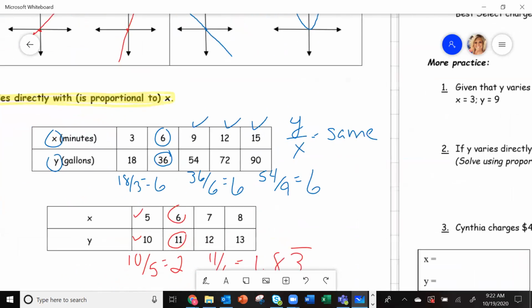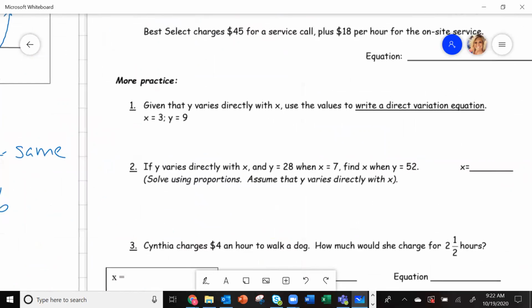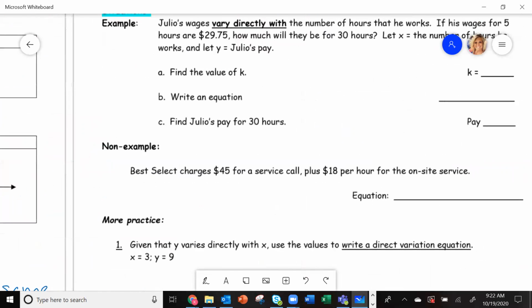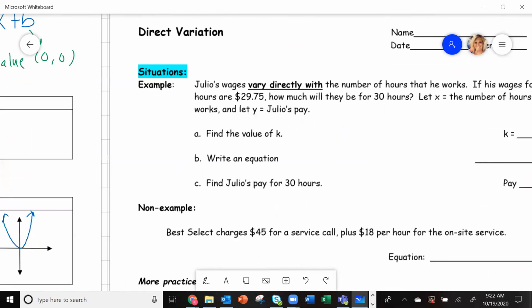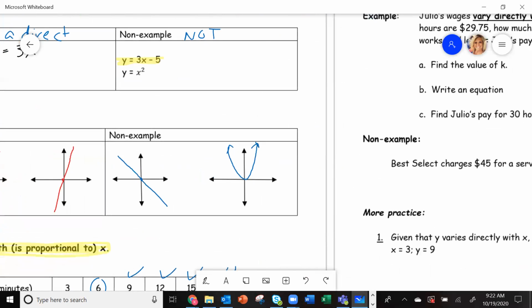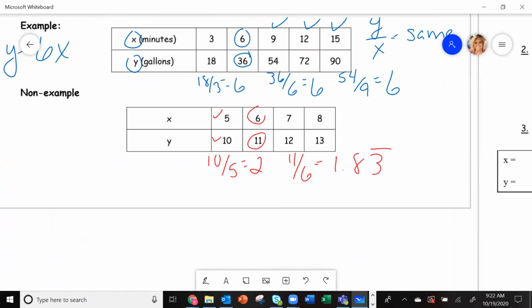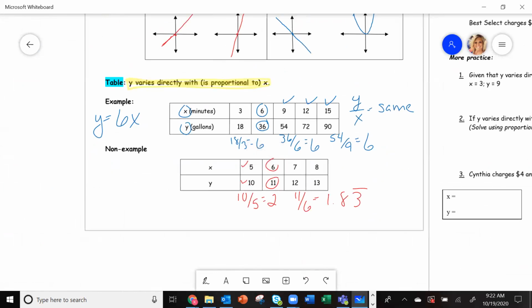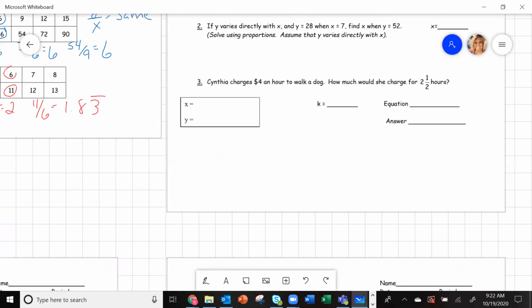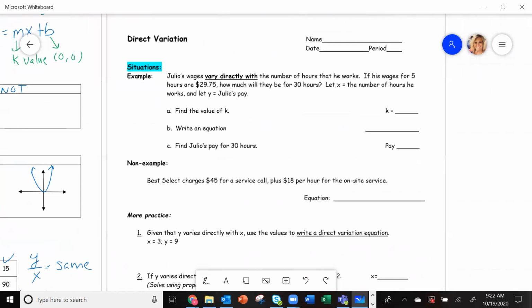Okay. I think I'm over here now. Sorry, I got to look and make sure where all my papers are. Yep. All right. These are my next ones.